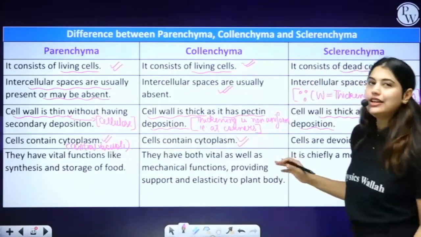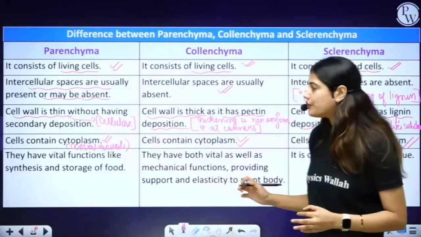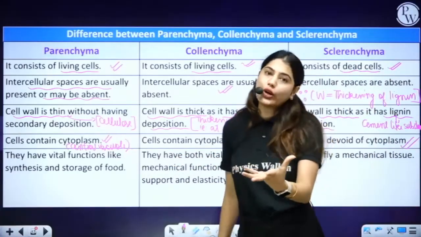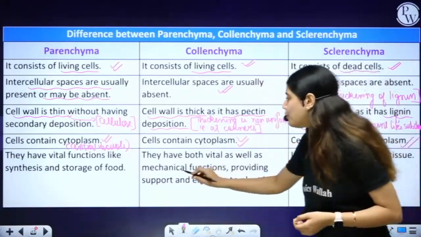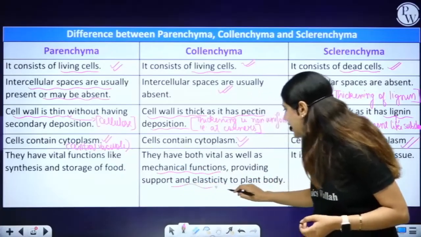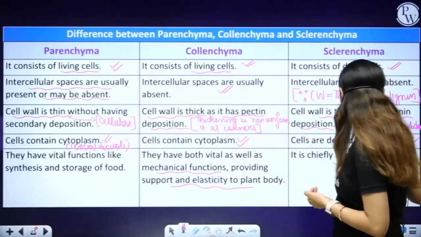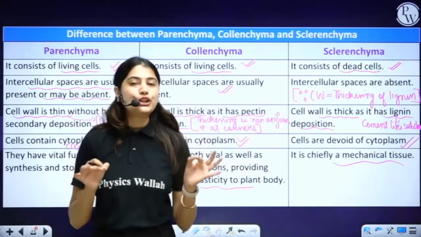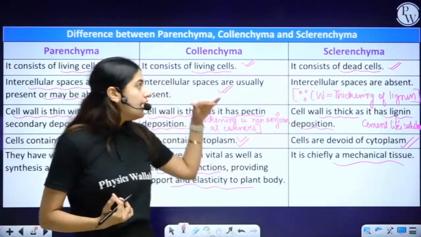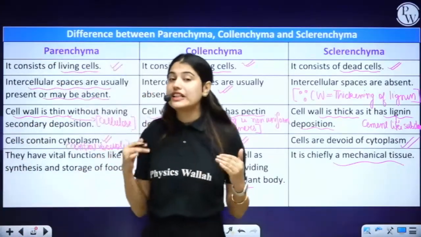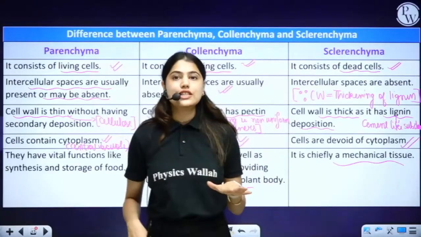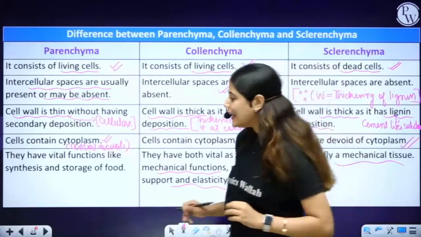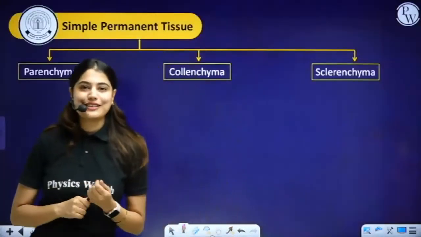Right? Lastly, if we talk about the basic functions of the three of them, the parenchyma is basically functioning in storage. It will be storing the food. Collenchyma will be providing mechanical support as well as elasticity. And lastly, sclerenchyma will be providing the mechanical tissue. Right? Now I'm going to discuss the functions in detail. That was about the structure, which I hope is clear to you. We are done with the structure. The last point is about the functions. Let's get started with the parenchyma first.